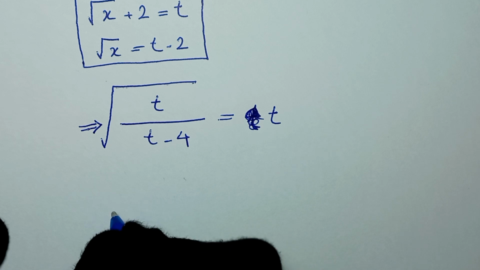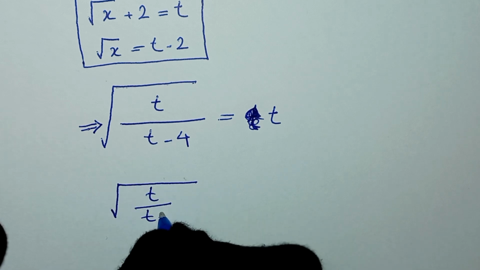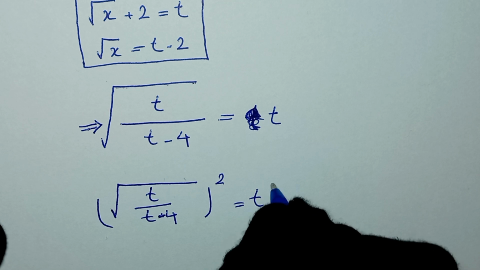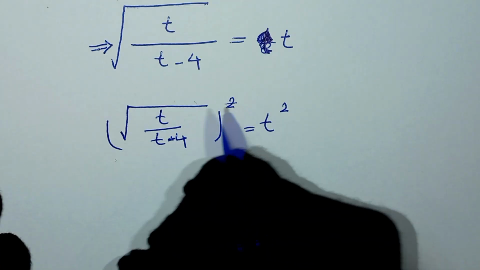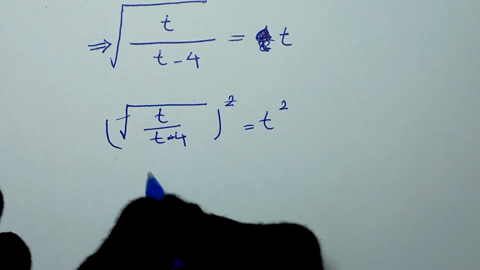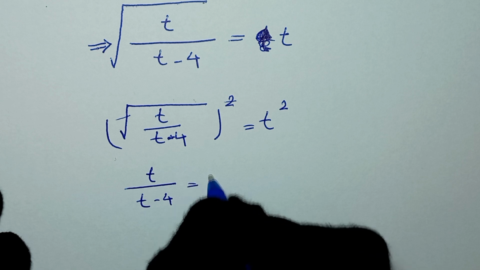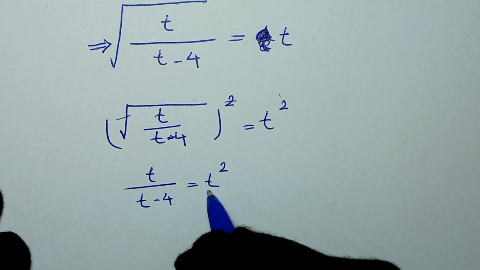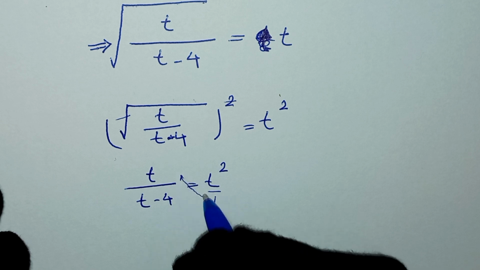In the next step, we raise both sides of this equation to the power of 2, so it will be t over t minus 4 to the power of 2 is equal to t to the power of 2. And in here, these two power of 2 will cancel this square root, so it will be t over t minus 4 is equal to t square. And this is also t square over 1. And in here we can cross multiply.